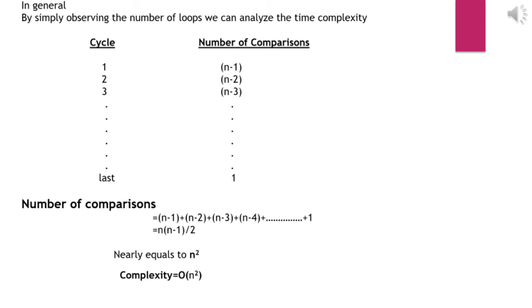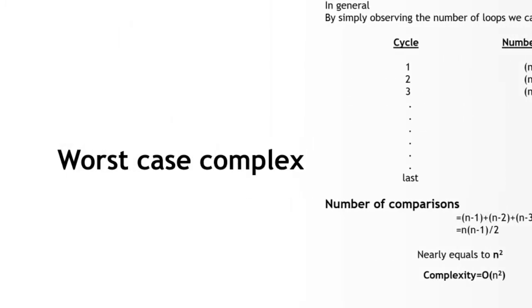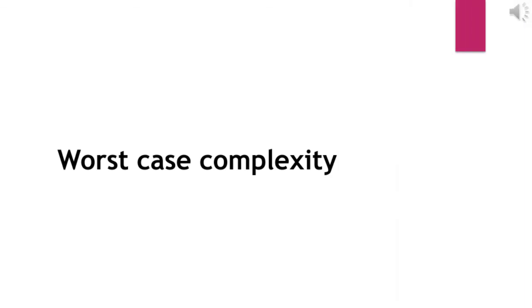That equals n into n minus 1 by 2. It is nearly equal to n square. We remove constants, so the time complexity for bubble sort is O of n square.